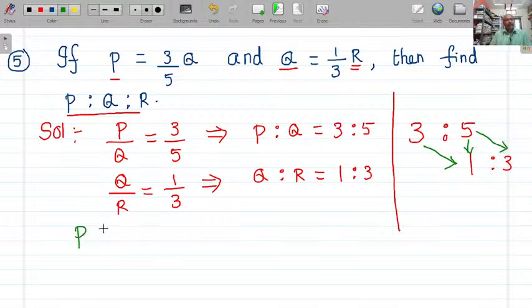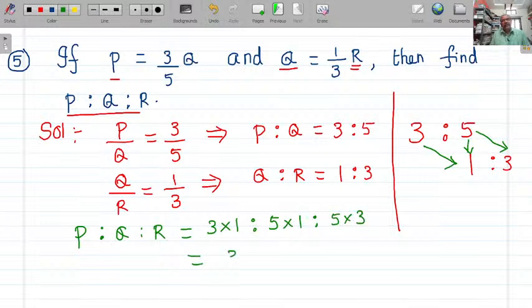So therefore P is to Q is to R. What do you get? What is your answer? Yes, your answer is 3 times 1 is to 5 times 1 is to 5 times 3. So that is 3 is to 5 is to 15. So this is our answer. I hope it's very clear to you. Shall I move to next question?